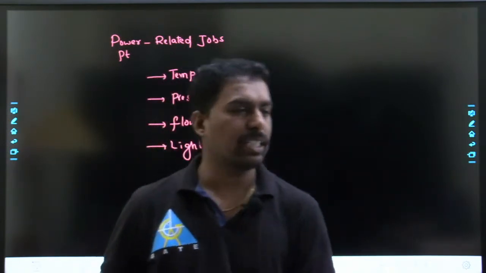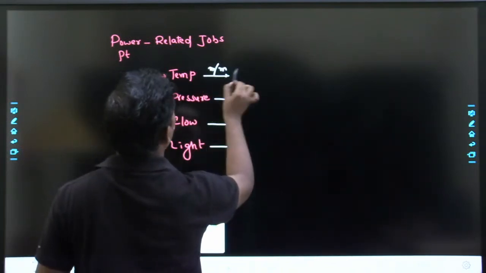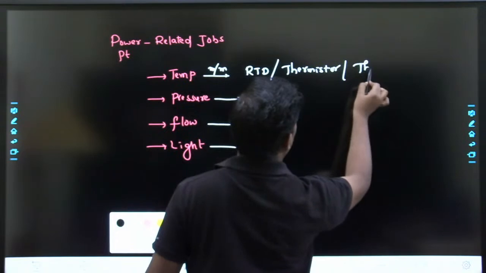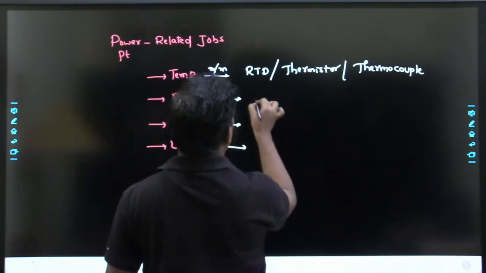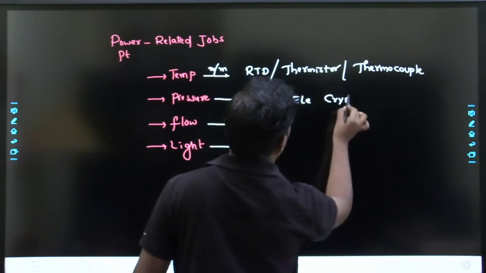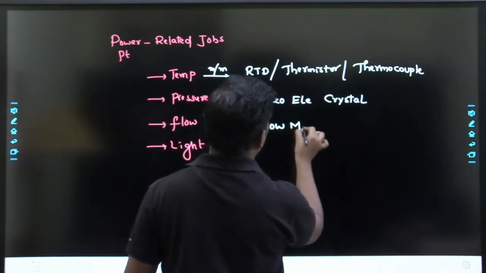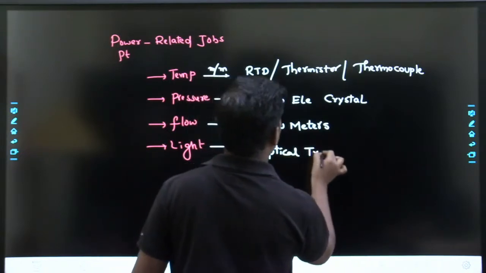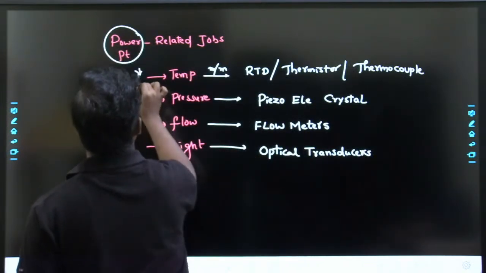If you are preparing for electricity board papers, you must focus on temperature measuring instruments. Under the temperature measuring instruments, you have RTD, thermistor and thermocouple. Under pressure, you have the piezoelectric crystal. Under flow, you have flow transducers and flow meters. Under light, optical transducers. Those preparing for exams like power plant related jobs, please focus on these measurements.